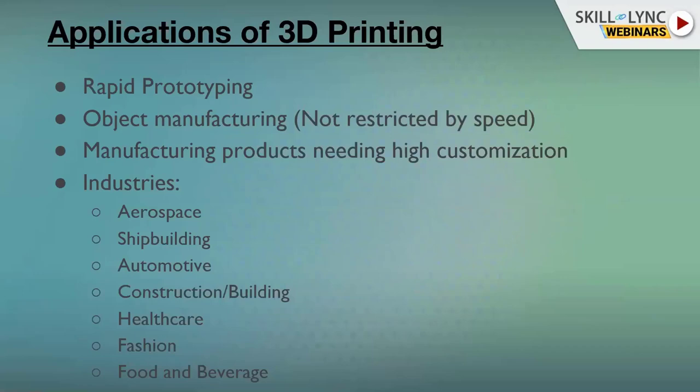Next is object manufacturing. Now, like we discussed before, 3D printing is not as economic as other more conventional manufacturing processes. But if you look into the market more closely, there are certain products that need to be produced in lower volume and require higher customization, and speed is not an issue. So basically these parts are more expensive in the first place, and 3D printing has really helped these parts become much cheaper over time.